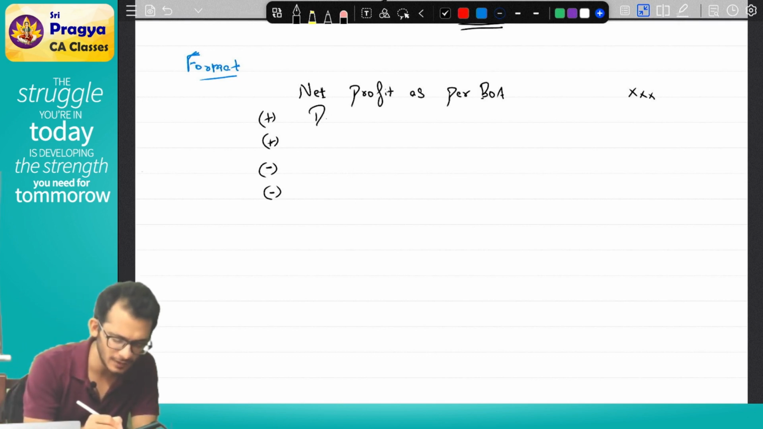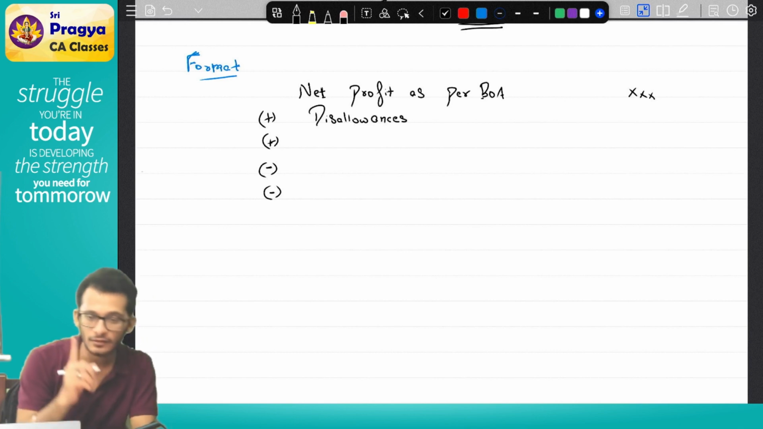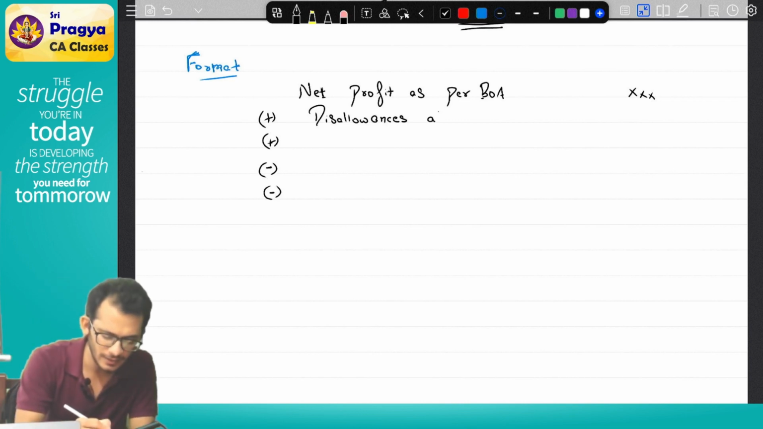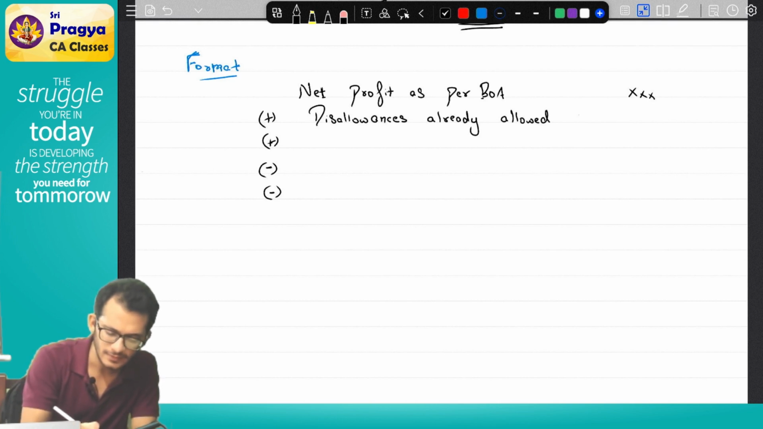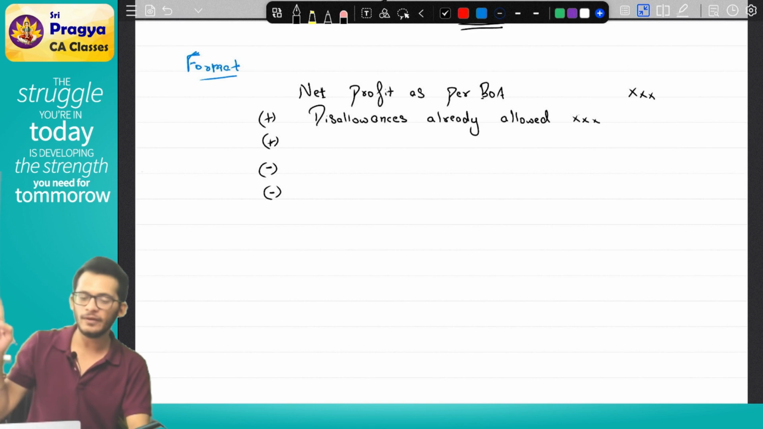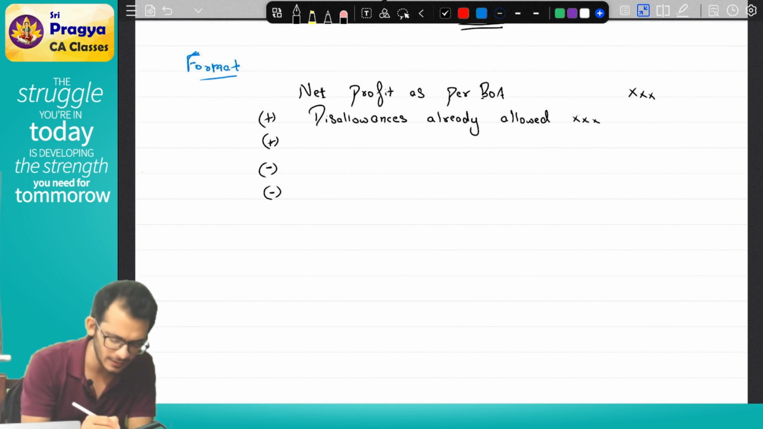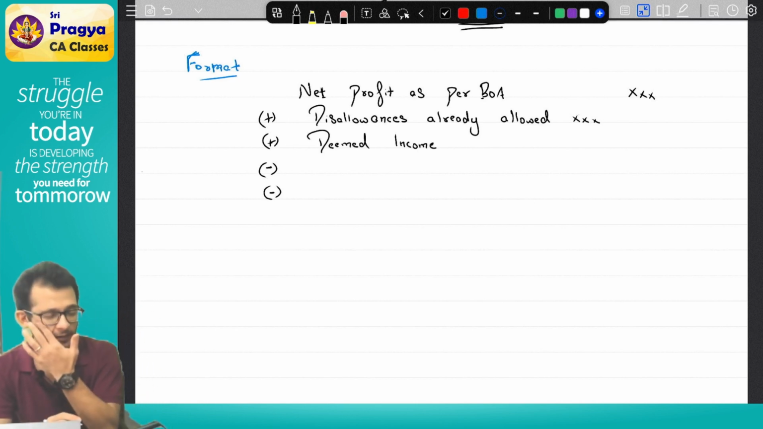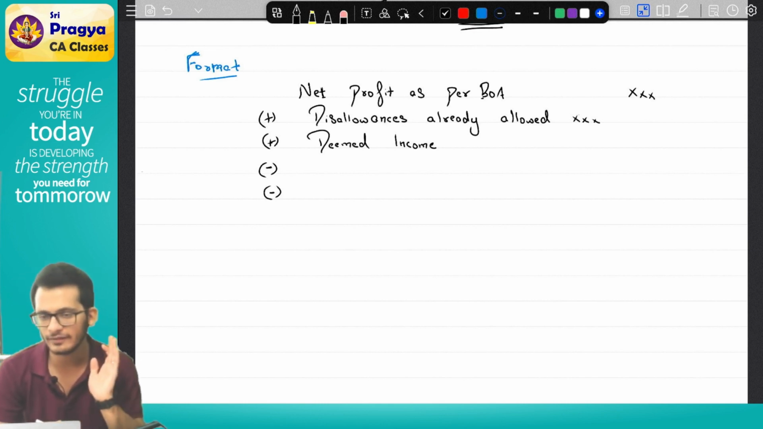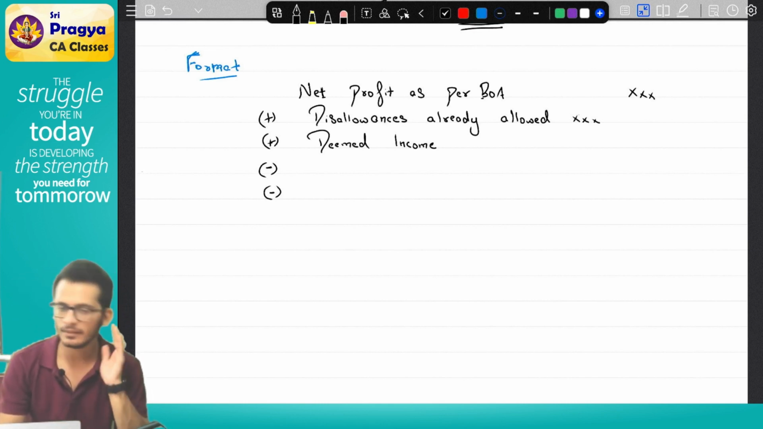What are the 2 pluses? The 2 pluses are those items which are disallowances. The first is disallowances, already allowed, which means the net profit on the top already has a certain allowance which you are not supposed to claim. That will be disallowed. The second is deemed income, where basically you never even had an income, but income tax deems an income for you. This is an additional item. This is your addition part.